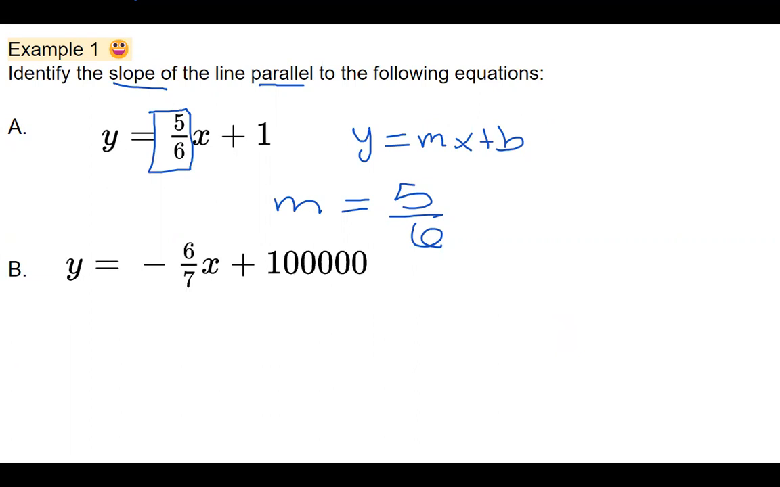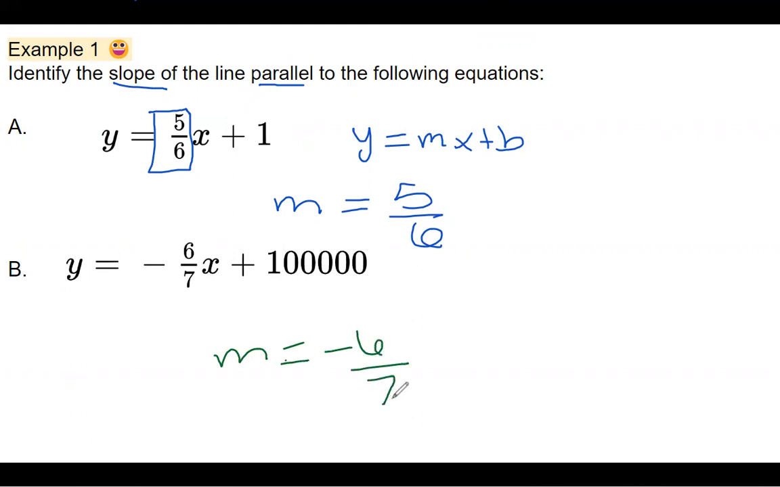All right. Let me pick somebody else. Who's ready? Who's not ready? A ver, Daniel. You ready? Find the slope that is parallel to that. Negative 6 over 7. Let me go ahead and write it down. m equals negative 6 over 7.